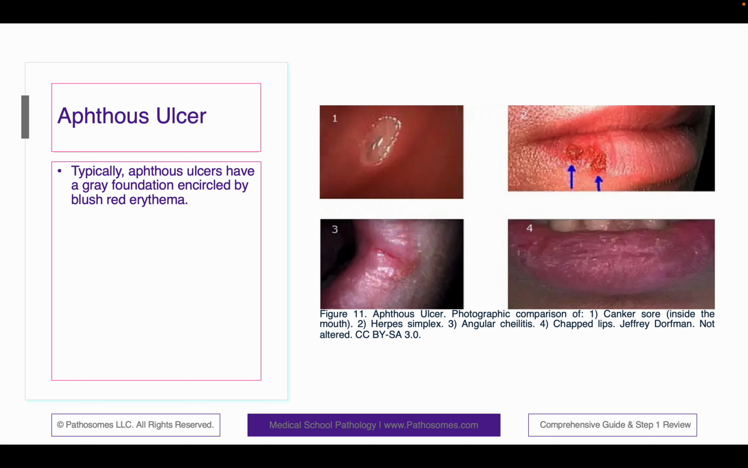And be aware, if you see an aphthous ulcer in real life, you still need to keep your differential open to other possibilities for the lesion, such as herpes infection, angular cheilitis, or maybe that person just needs some Burt's Bees beeswax on their lips or some chapstick.